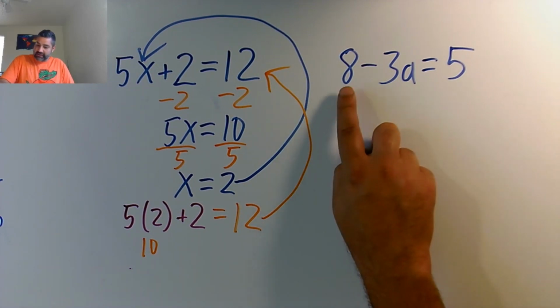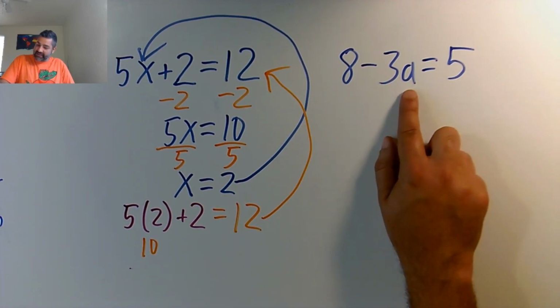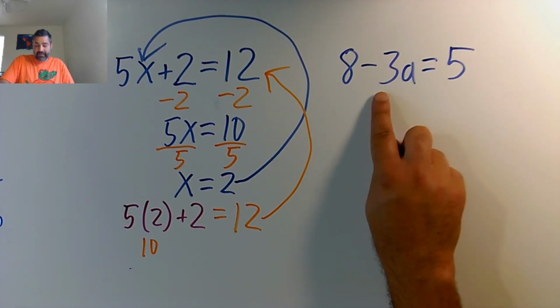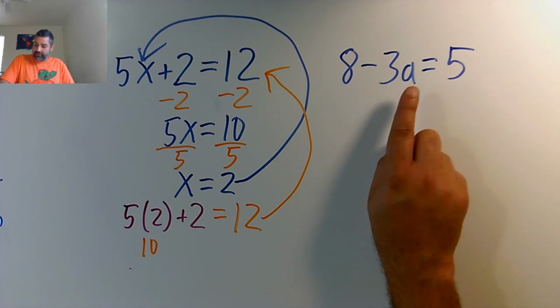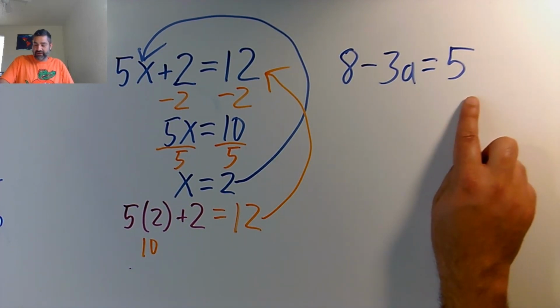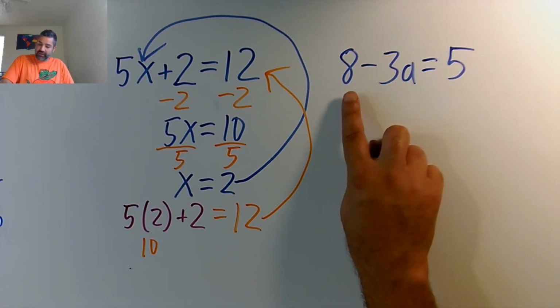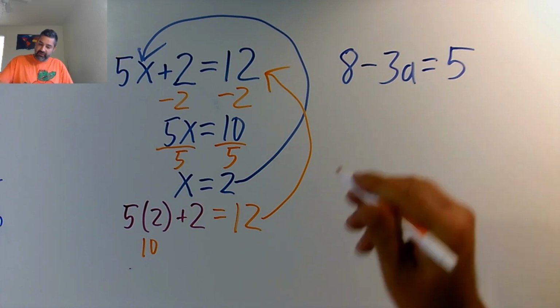And so 8 is being added to it. Don't let that minus sign fool you. And then it's being multiplied by negative 3. So what do we want to get rid of first? We want to isolate the a, and we want to get all the letters on the left side and all the regular numbers on the right side of the equation. So 8 is being added to negative 3a, so let's subtract 8 from both sides.